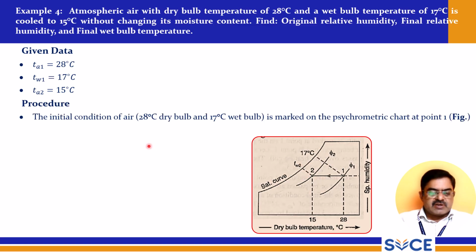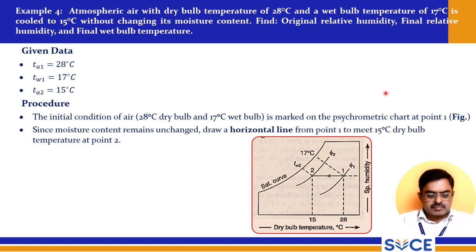The initial condition of air is 28 degree dry bulb temperature, and 17 degree wet bulb temperature is marked on the psychrometric chart at point 1. Since the moisture content remains unchanged, draw a horizontal line from 1 to meet 15 degrees Celsius dry bulb temperature at point 2. So now from dry bulb temperature we have to get point 2.